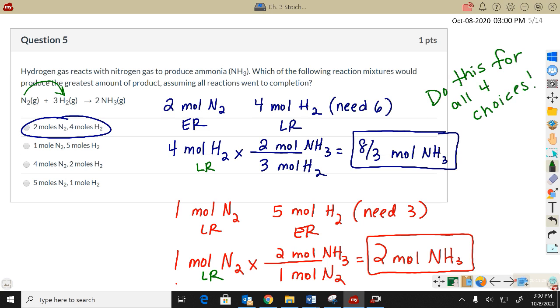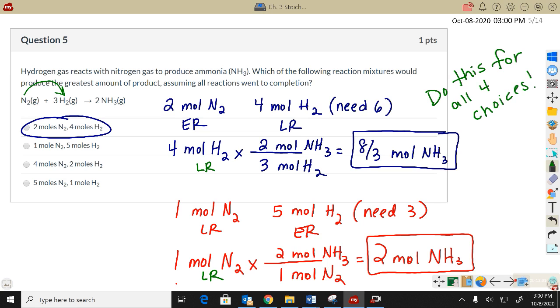So the second choice, for example, if I have 1 nitrogen, I'm going to need 3 hydrogen. But I actually have 5. So that's extra hydrogen. So this time, the nitrogen becomes my limiting reactant, and I just set it up then, a little mole switch, to say with my 1 nitrogen, that's the limiting, how much ammonia is produced. So I'm at 2. And then you just follow that same process for the last 2 choices.